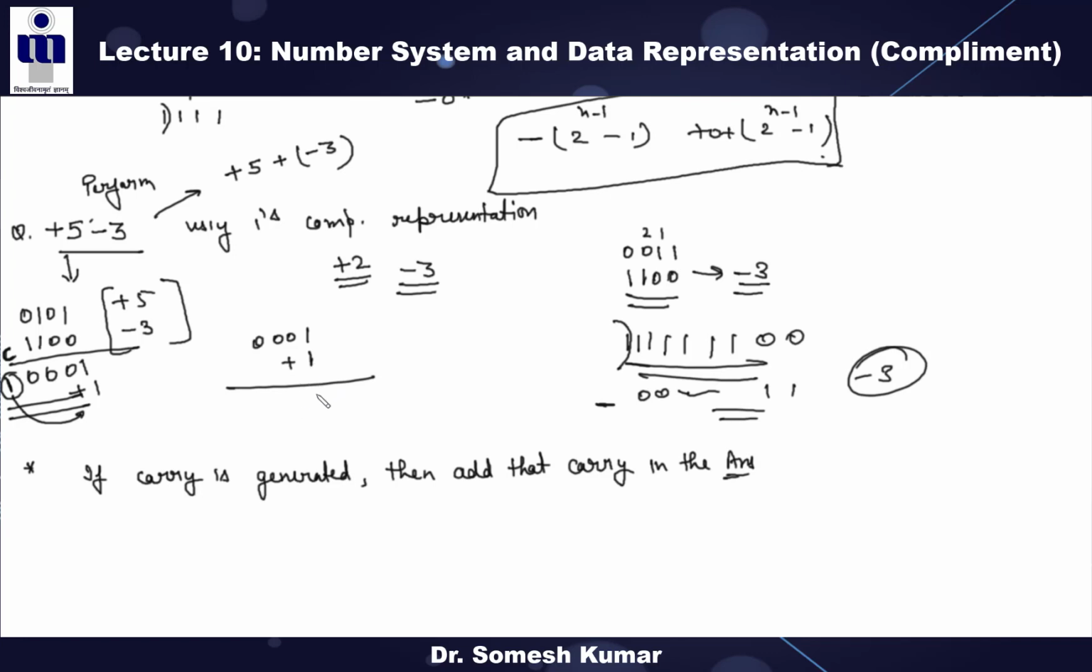So if you add 1 in this, then it comes 0, 1, 0, 0, right? So this is your plus 2. If carry is not generated, there are only two possibilities. If you make the addition using the 1's complement, carry may be generated or may not be generated, right? If the carry is generated, then add that carry to that answer. That is your final answer, right?